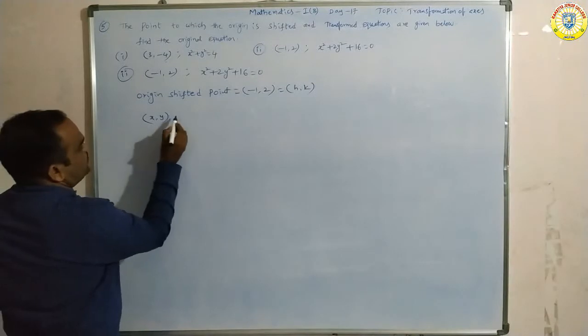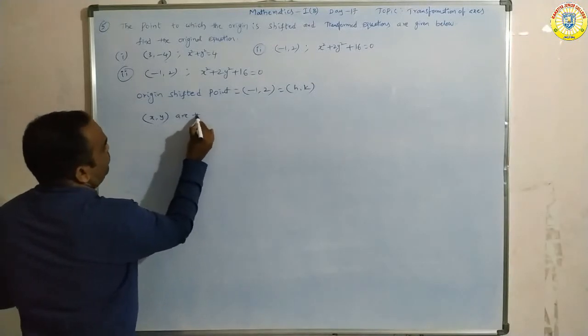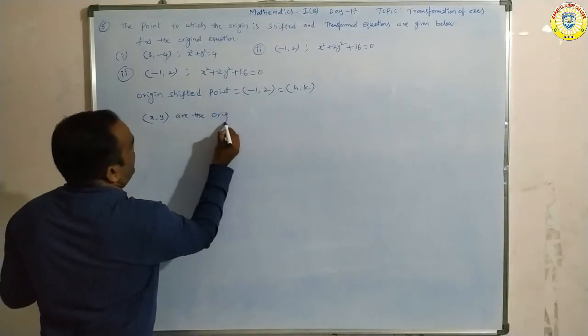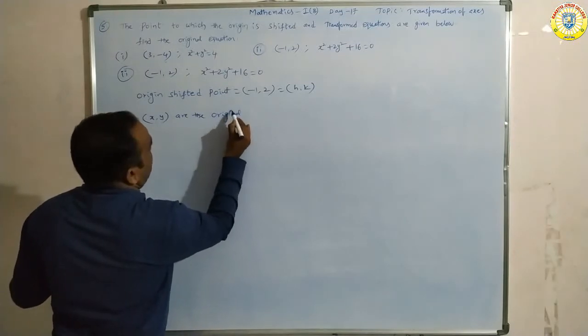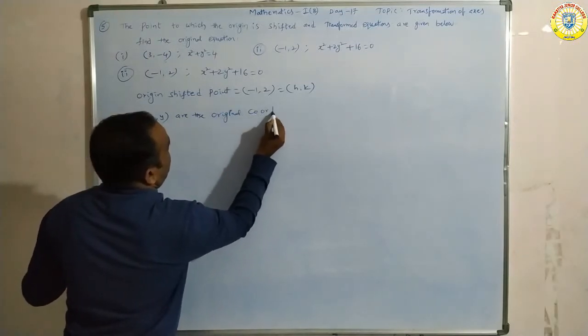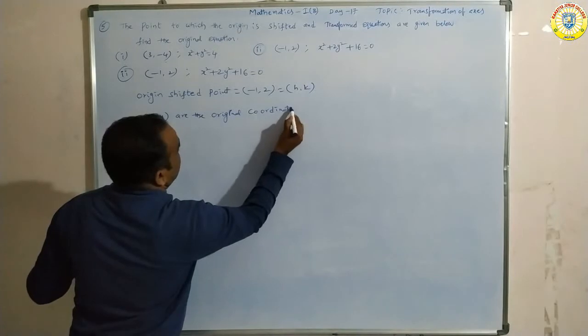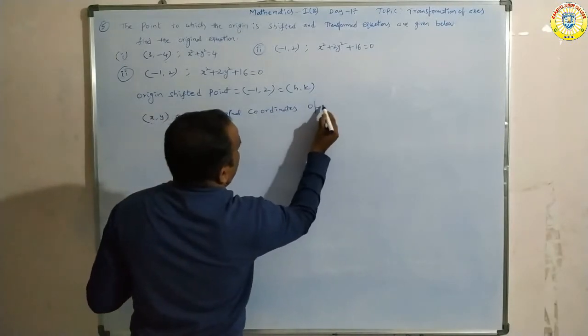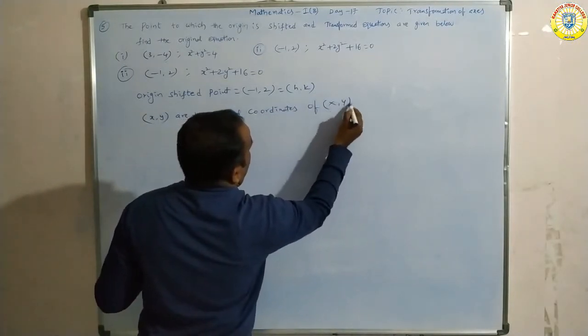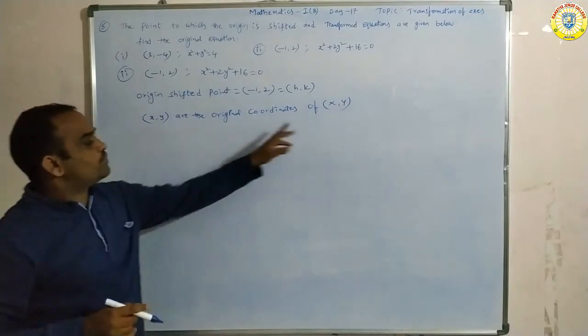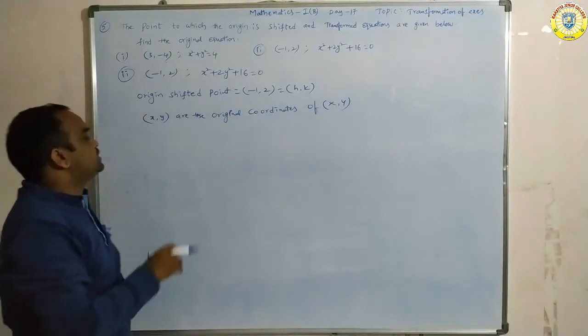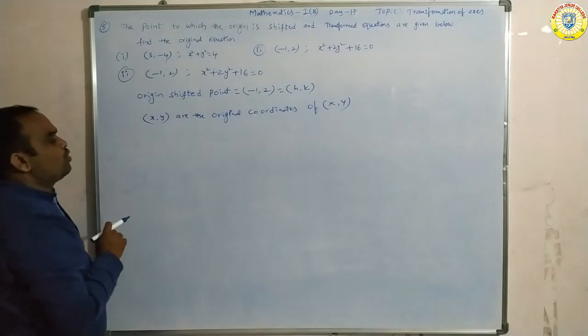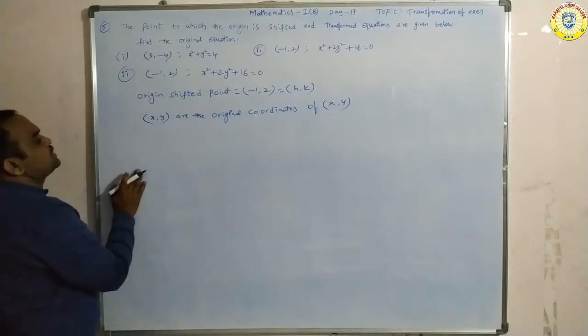Small x, small y are the original coordinates. Capital X, capital Y are the transformed coordinates. Okay, now see here.